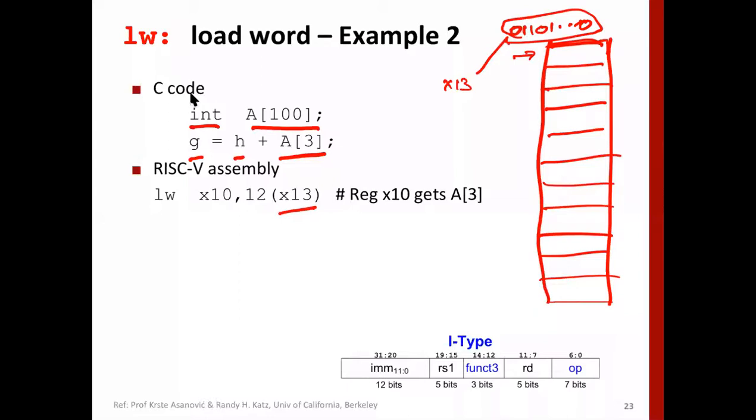Now I will ask you a question once we complete the course: how does it know where the array starts? But let's not get into it right now. We know that x13 contains the address where the array starts. So it is a base address, and then what we are getting here is the third word from that.